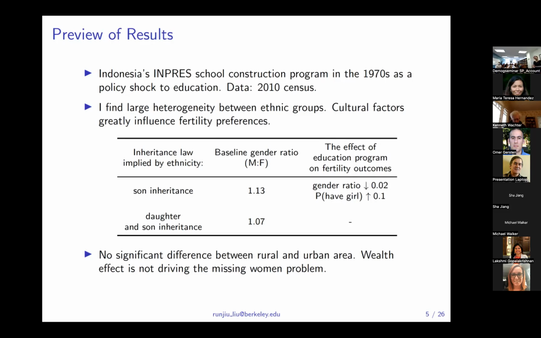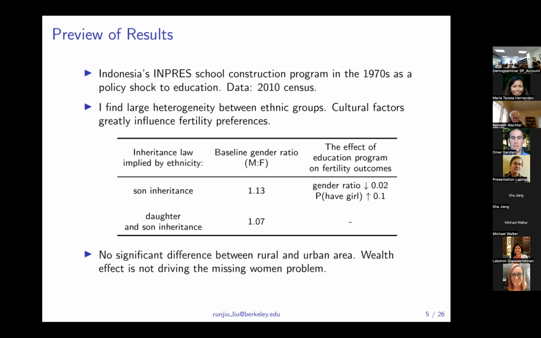For the group that, according to the traditional cultural norm, is clear of this son preference problem, the group not only acknowledges sons as their legal inheritors, but also believes daughters are entitled to family wealth. At the baseline, it has a gender ratio of 1.07, much closer to the natural rate. And I don't see any significant effect of the education program on their fertility outcomes. Another add-on is I find no significant difference between rural and urban areas.